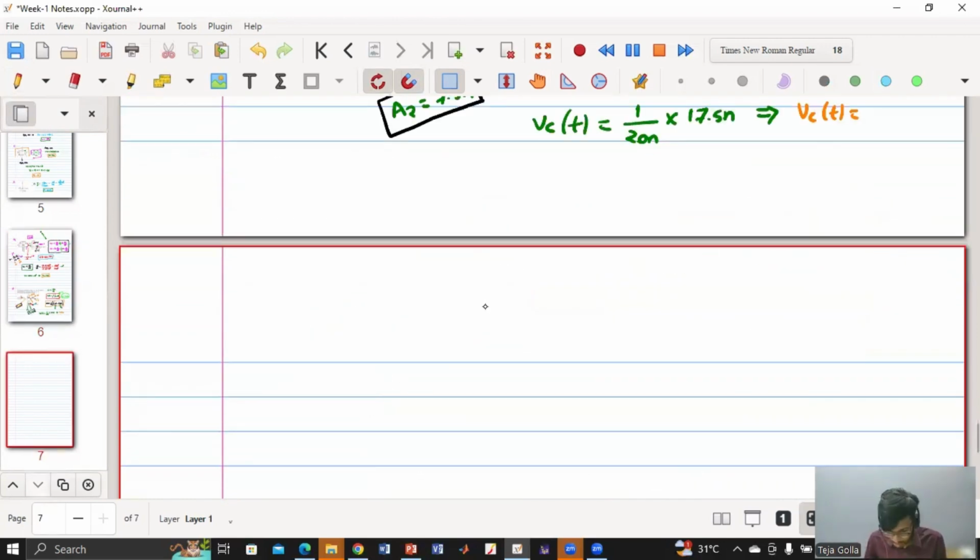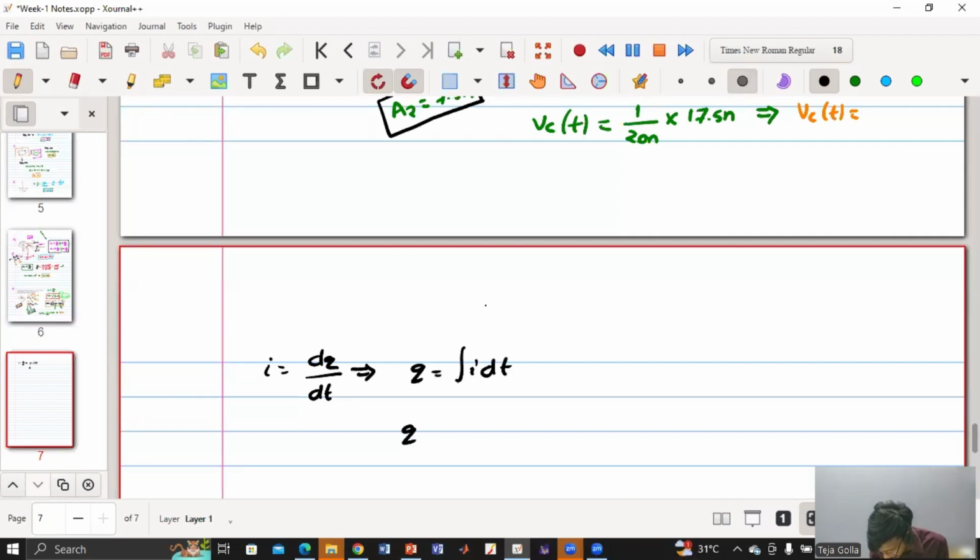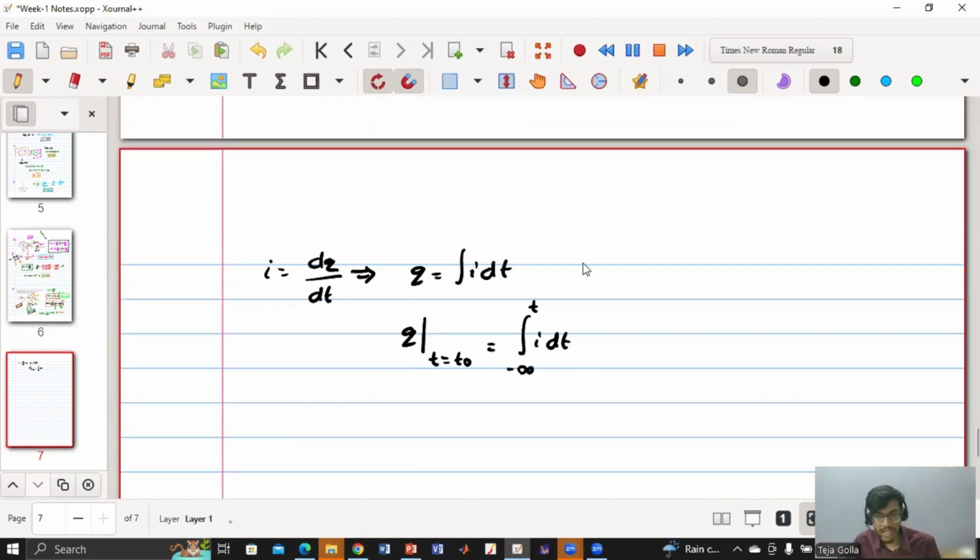We know I is equals to dq by dt. So q is equals to integral I dt. So now q at time t is equals to, say, whatever t naught, I'm generalizing, then you have to do integral I dt from minus infinity to this time t. So first you have to write the equation, then you have to go to the question what they have asked.